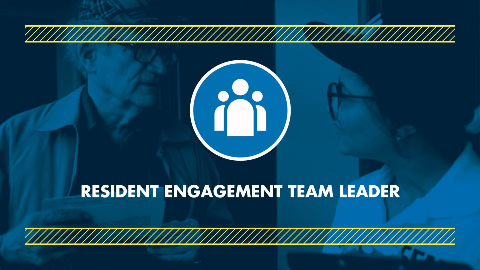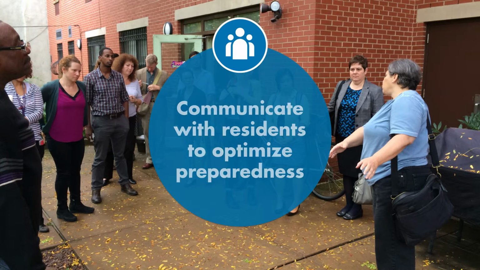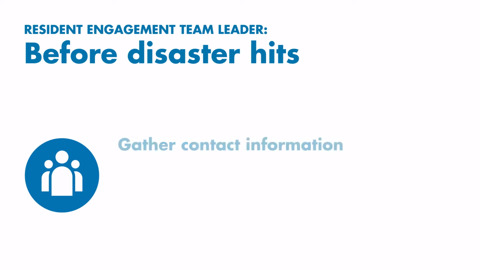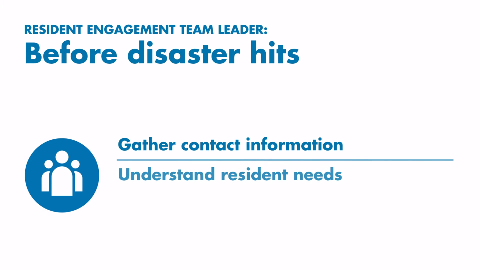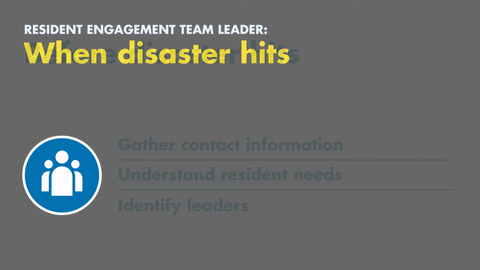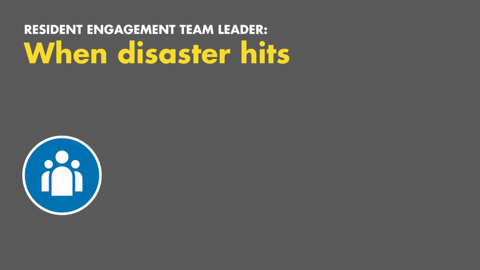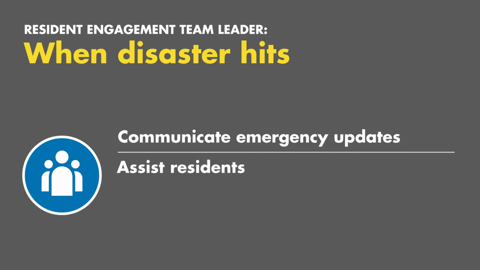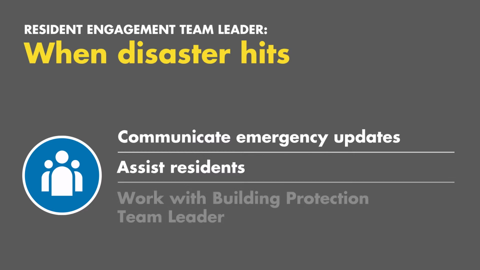The Resident Engagement Team Leader takes all actions necessary to communicate with residents in an assigned building and to optimize their disaster preparedness. Before a disaster, the Resident Engagement Team Leader gathers contact information and identifies the special needs of residents and potential resident leaders. When a disaster hits, the Resident Engagement Team Leader communicates emergency updates to all residents, assists them in evacuation, identifies residents most likely to need help after the disaster, and works closely with the Building Protection Team Leader.